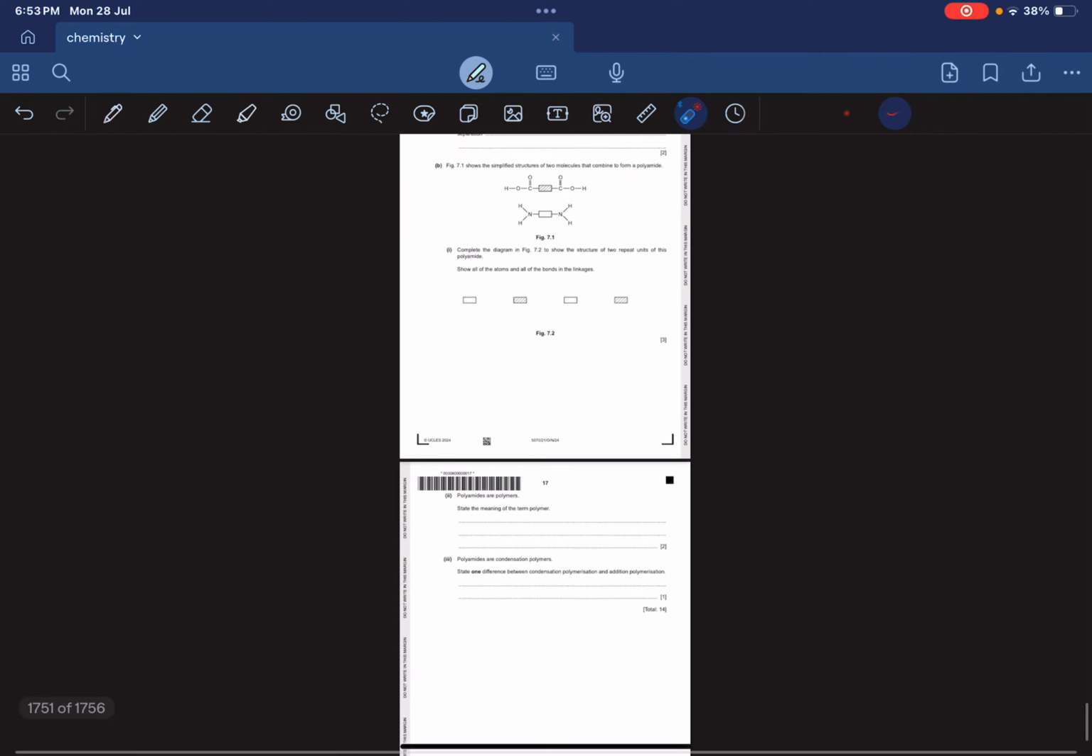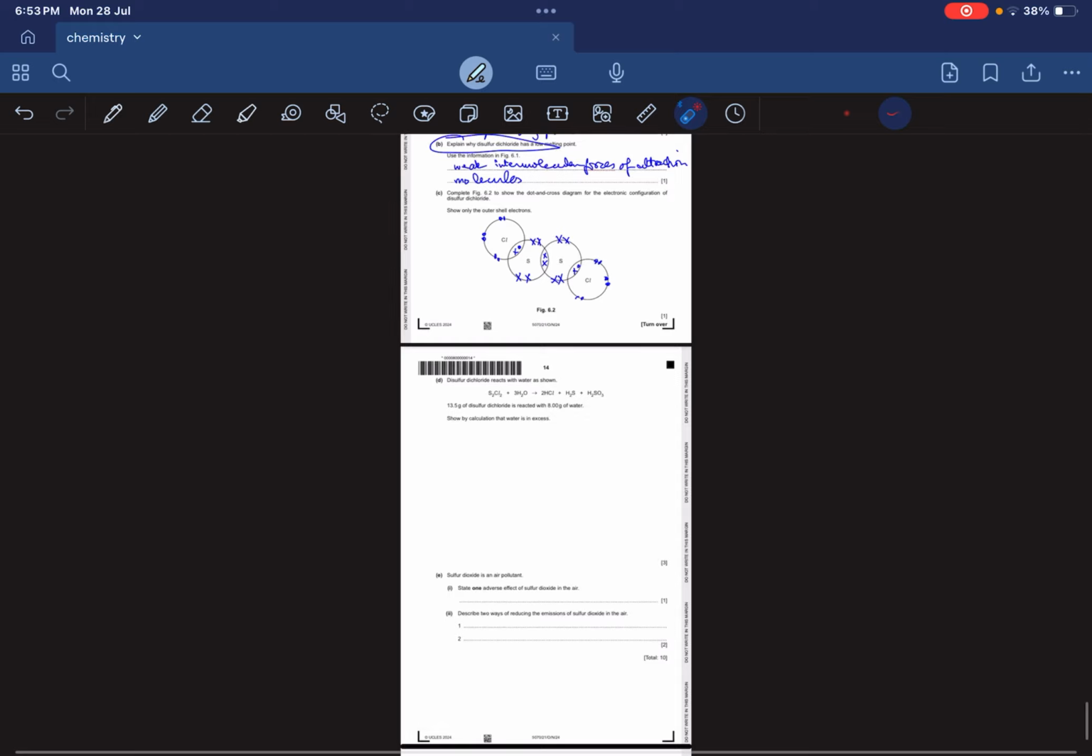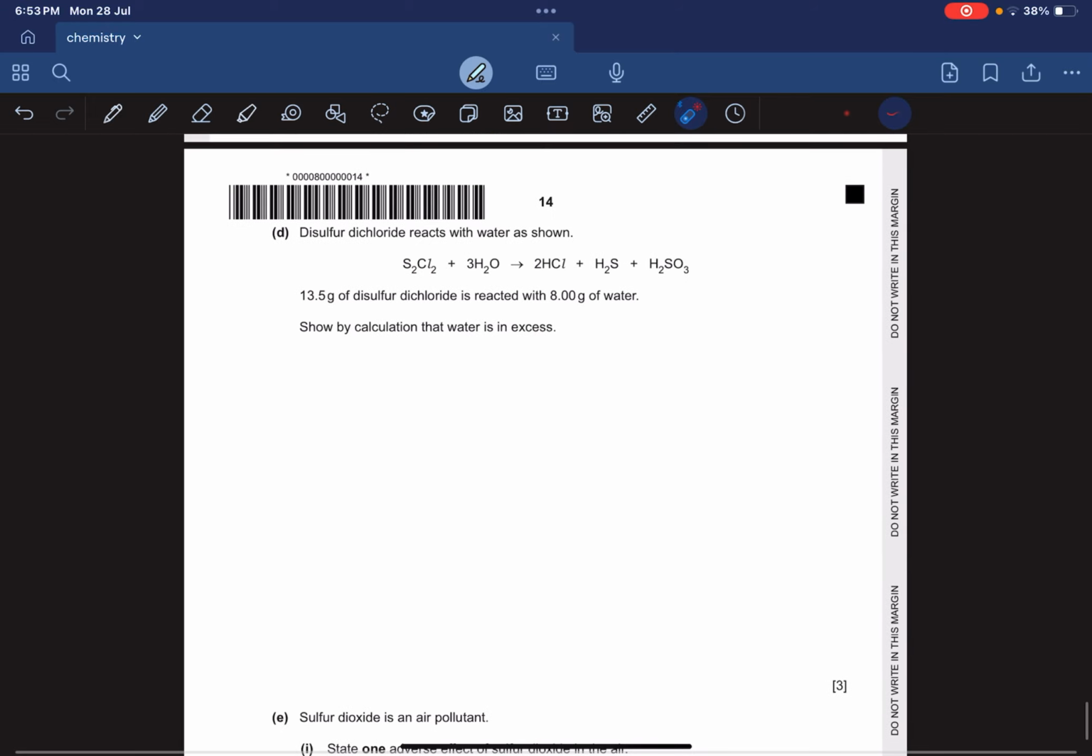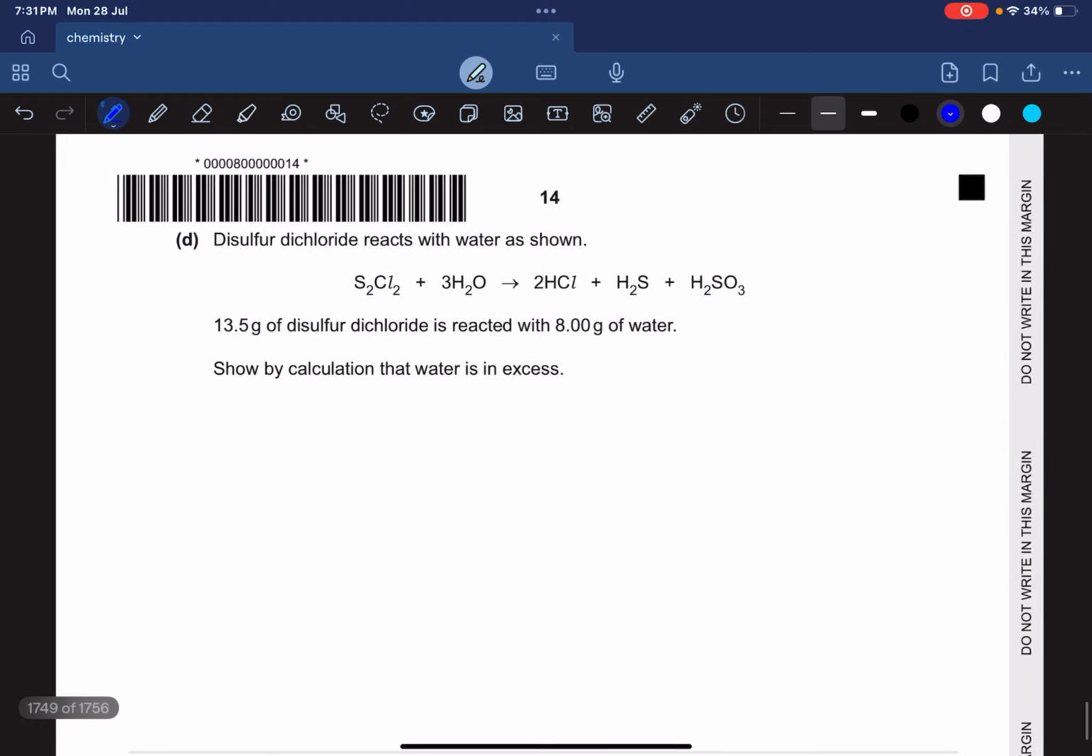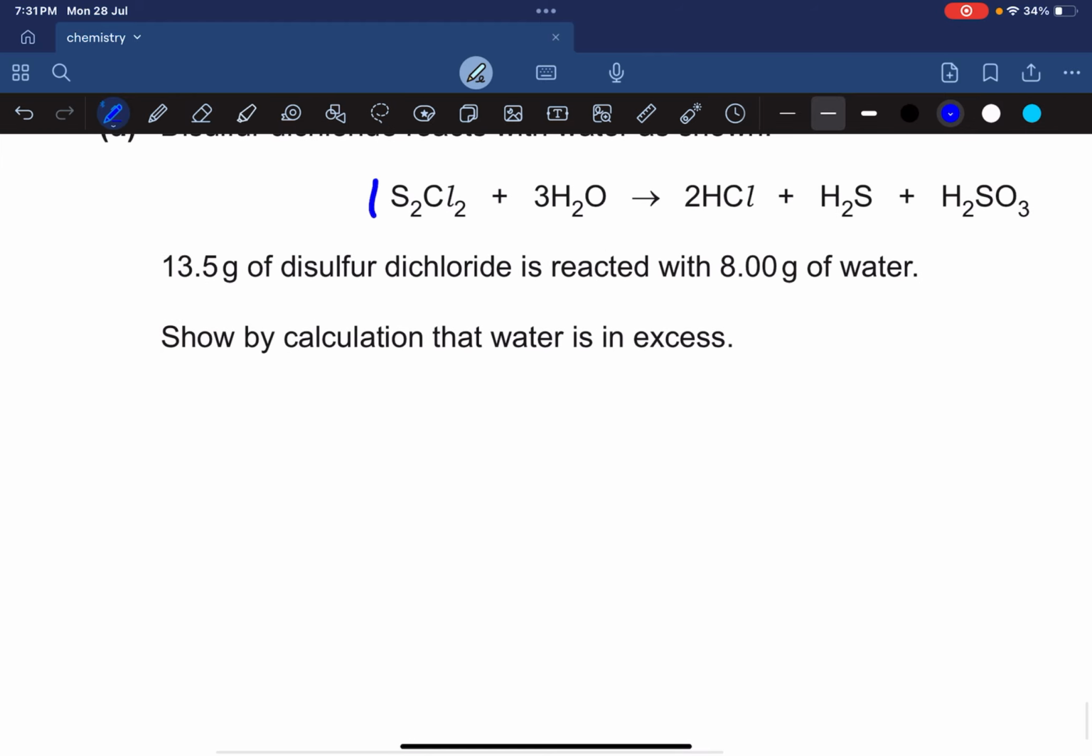Okay, now we have this question which says that we have 13.5 grams of disulfur dichloride with 8 grams of water, and we have to show by calculation the moles of both. First, we know that 1 mole of this is going to react with 3 moles of water. So let's find the moles of disulfur dichloride. How are we going to find the moles? Simple, use the formula moles equals mass upon Mr. So first let's find the Mr.